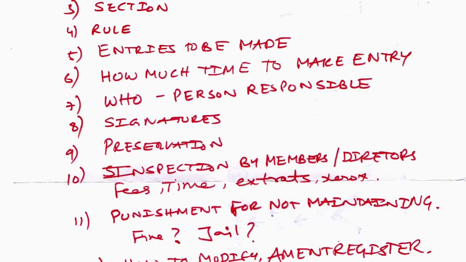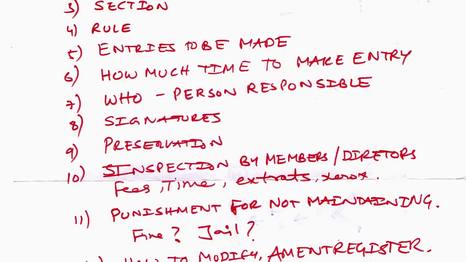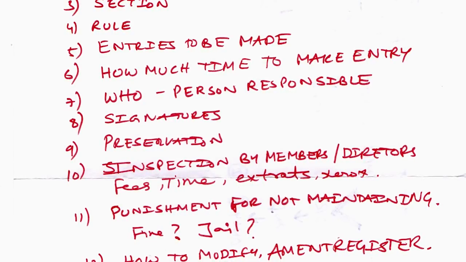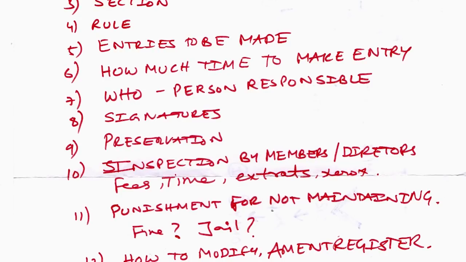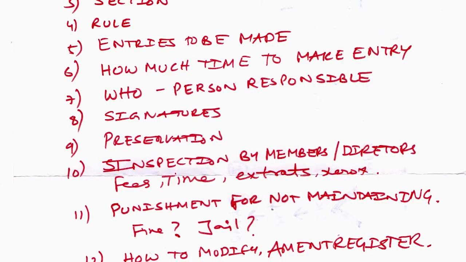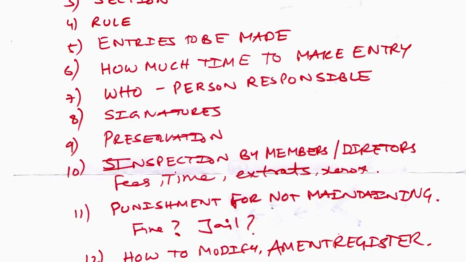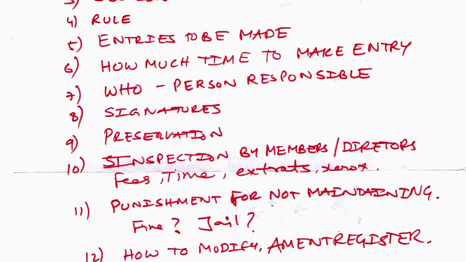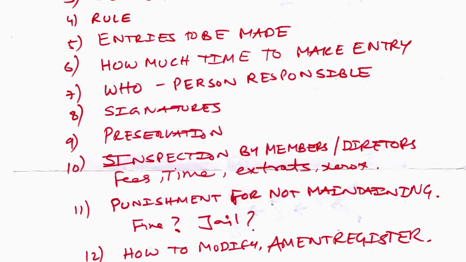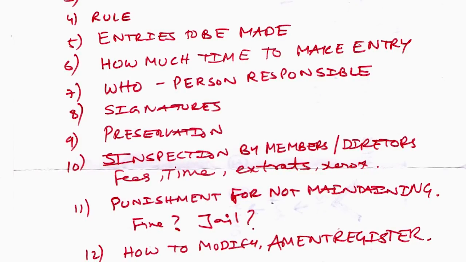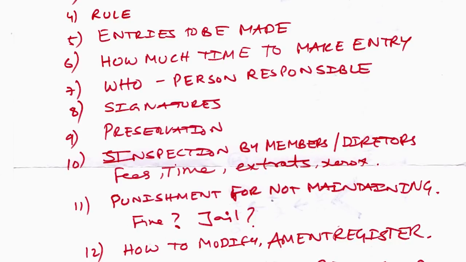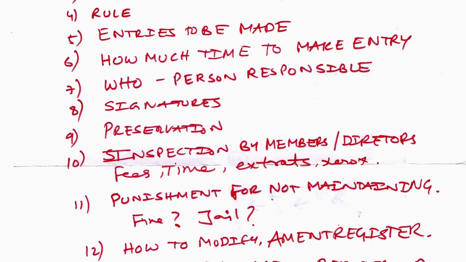For example, the books of accounts should be maintained for 8 financial years, previous years. After that you can destroy it. So if it is 2010-11 till 2018-19, you must compulsorily keep it. After that you can destroy it. Same way for minutes, there is no preservation date, you have to keep it forever. So the ninth point is preservation, means for how many years we should keep that register.